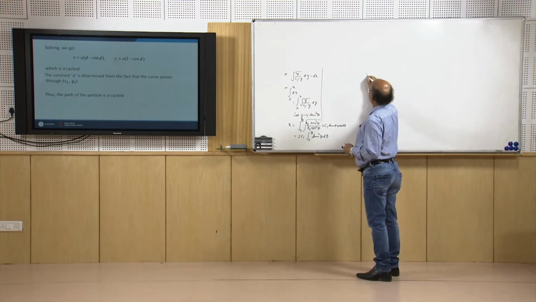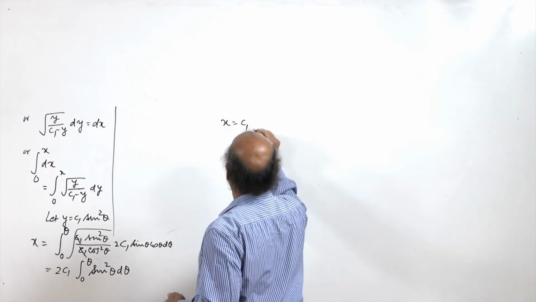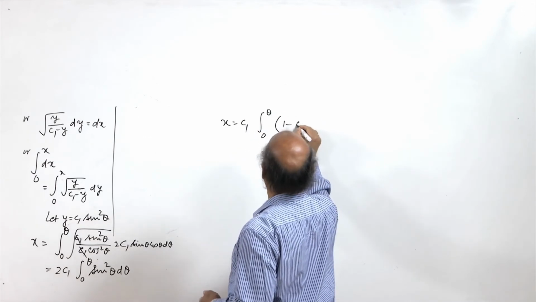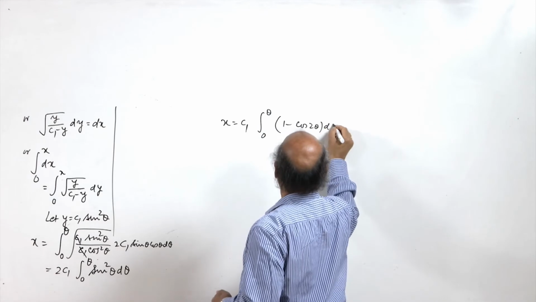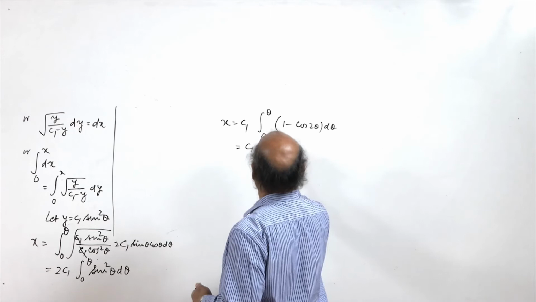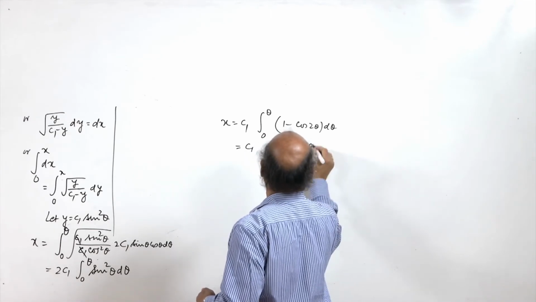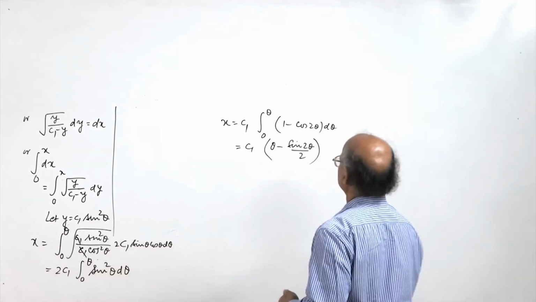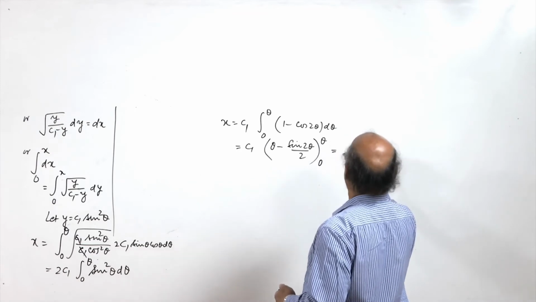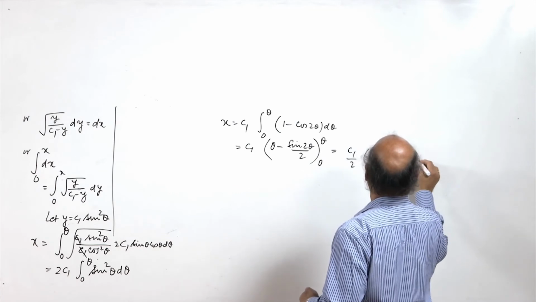So x equals c1 times the integral from 0 to theta of (1 minus cos 2 theta) d theta. So this is equal to c1 times theta minus sin 2 theta by 2, the integral of 1 minus cos 2 theta. So 0 to theta will give you c1 by 2 times (2 theta minus sin 2 theta).